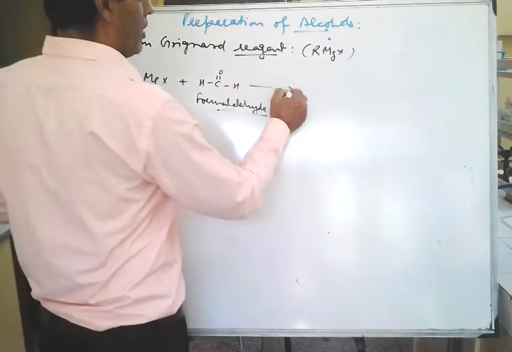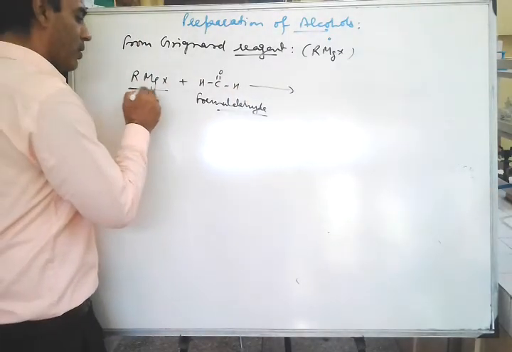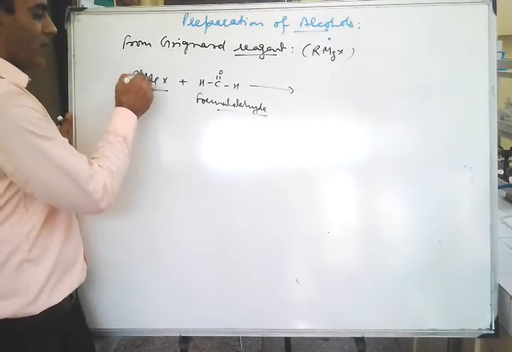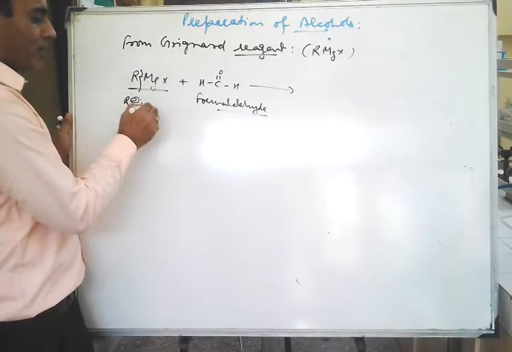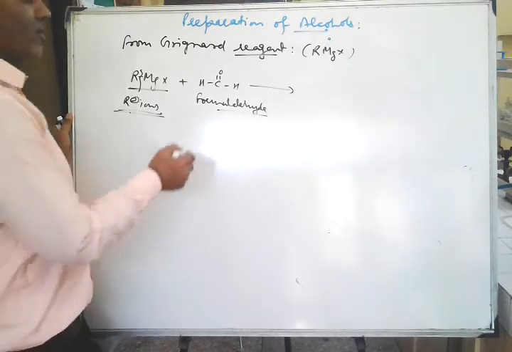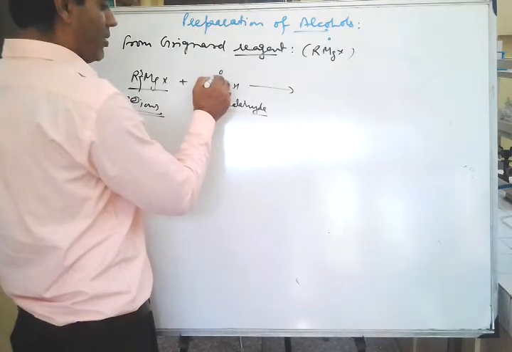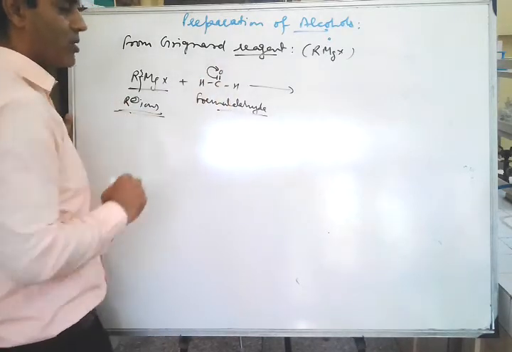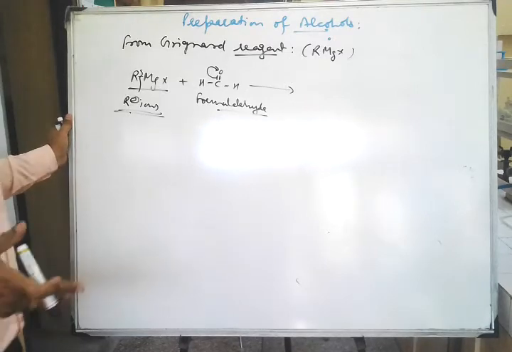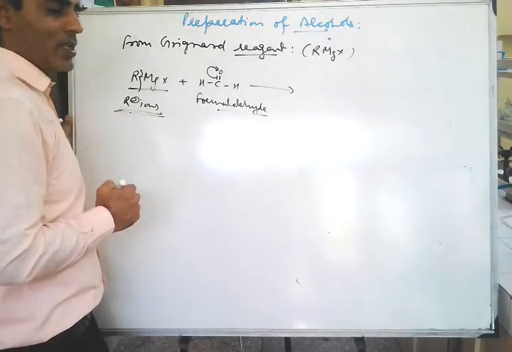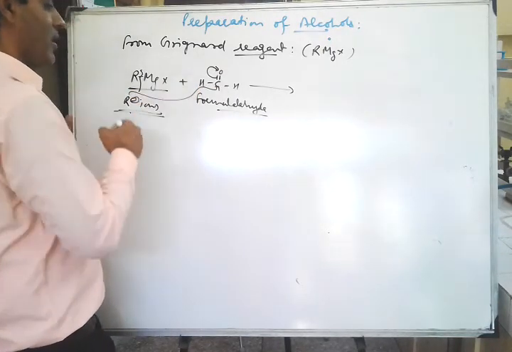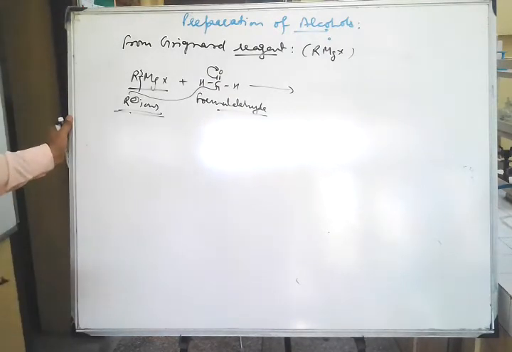So what will happen? Now, one quality of RMgX is that it provides R negative. When this bond breaks, it gives R negative ions. This is the quality of Grignard reagent. So this double bond will break and its electrons will move over the oxygen atom because oxygen is more electronegative than carbon. So oxygen will acquire a negative charge and this carbon will acquire a positive charge. So this R negative, which is given by Grignard reagent, will attack the carbon atom, right?